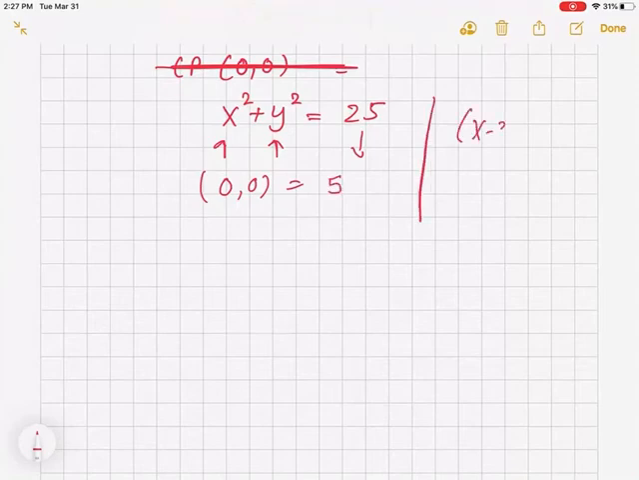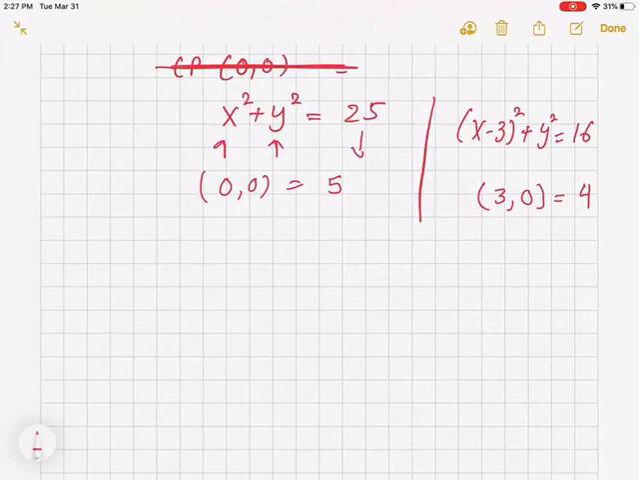Let's say I have x minus 3 squared plus y squared, and it's equal to 16. So there's something added with x. That would change the center point. It's always going to be the opposite of this number. So the center point for the x-axis would be 3. There's nothing added to y, so it would still be 0. And the radius would be 4. Let me show you how to graph these.